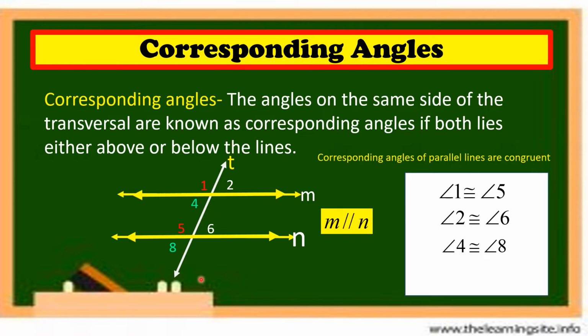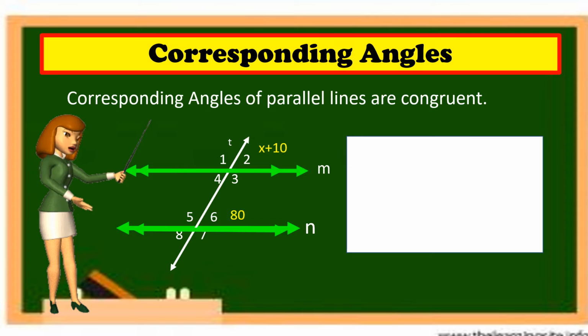We have the last pair. We have angle 3 and angle 7. Angle 3 and angle 7 are corresponding angles. Therefore, angle 3 is congruent to angle 7. Corresponding angles in parallel lines are congruent. What are the different pairs of corresponding angles? Angle 1 and angle 5, angle 4 and angle 8, angle 2 and angle 6, angle 3 and angle 7.